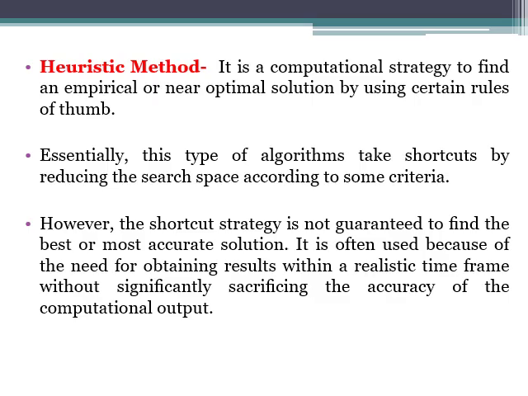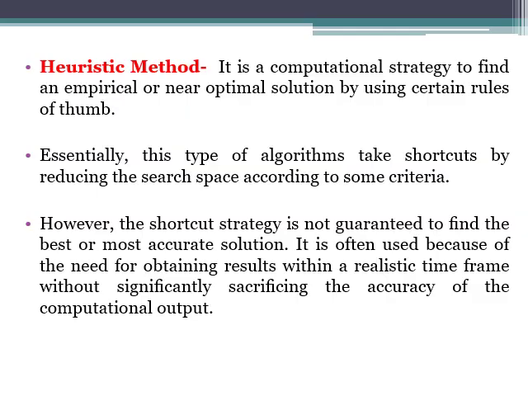The third type of alignment algorithm is called a word method or heuristic method. Now this heuristic method is a computational strategy to find an empirical or near optimal solution by using certain rules of thumb. So here in heuristic method, instead of performing those rigorous mathematical calculations, you use some rule of thumb and you take a shortcut so that you get the optimal solution in a reasonable amount of time.